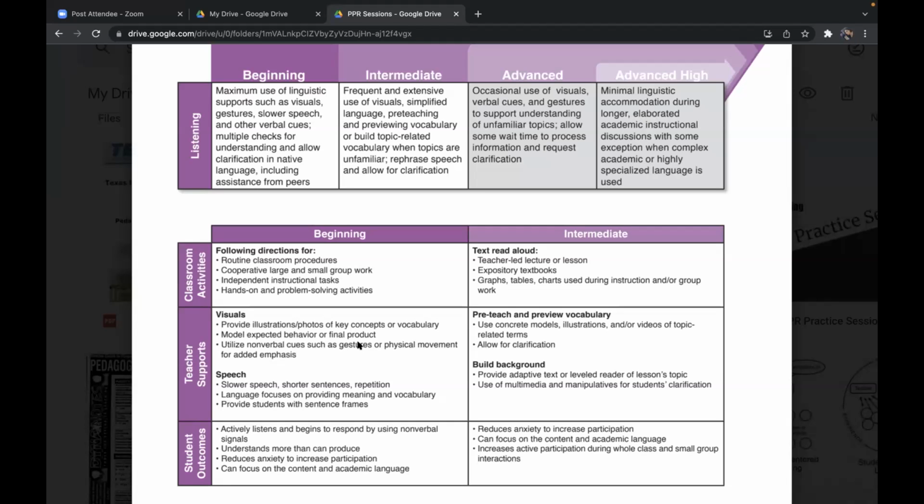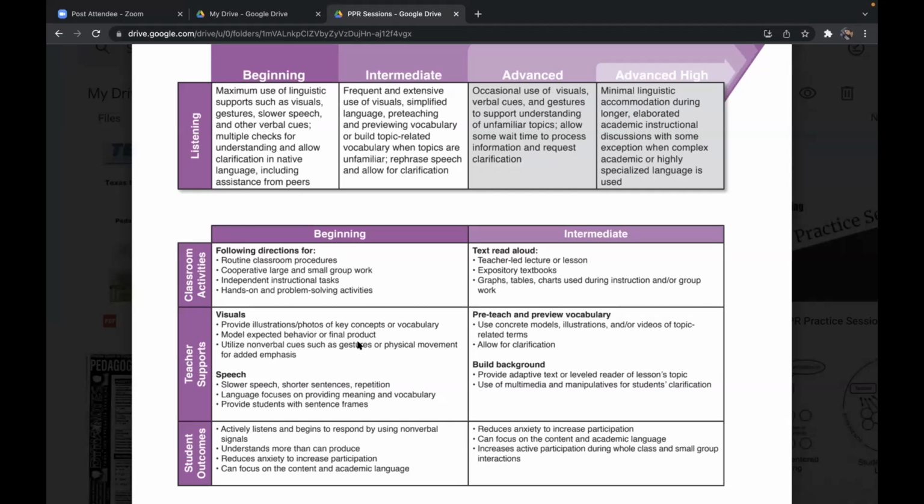You would speak slower, with shorter sentences, and repeat. Language focuses on providing meaning and vocabulary. It's so important with beginners that we are teaching vocabulary, not just academic vocabulary, but also social vocabulary. Maybe they don't know what the word tardy means. You might have to define tardy. So vocabulary building, really, really big.